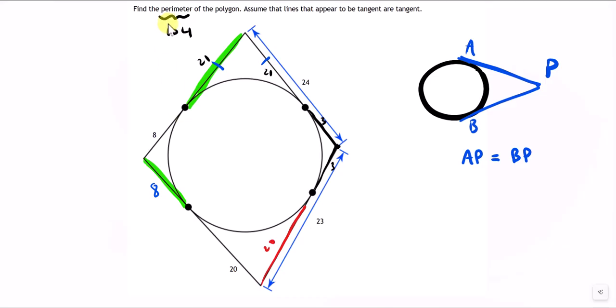You'll get the perimeter. And again, in this problem, we apply this theorem here. This is the main theorem that we apply to solve this problem: tangents drawn to a circle from an outside point are equal.